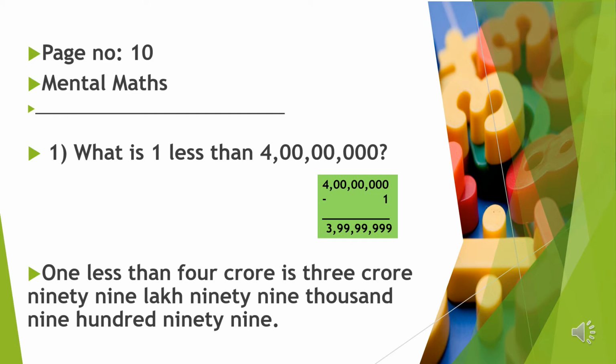What is 1 less than 4 crore? How we will get the answer? We want to subtract 1 from 4 crore. Then we will get the answer for that question. So all of you take your practice notebook and write 4 crore minus 1. So what we will get? The answer we are getting is 3 crore 99 lakh 99,999. All of you got it?